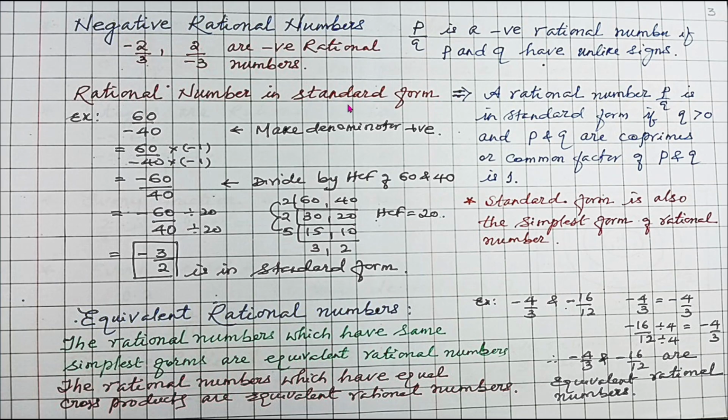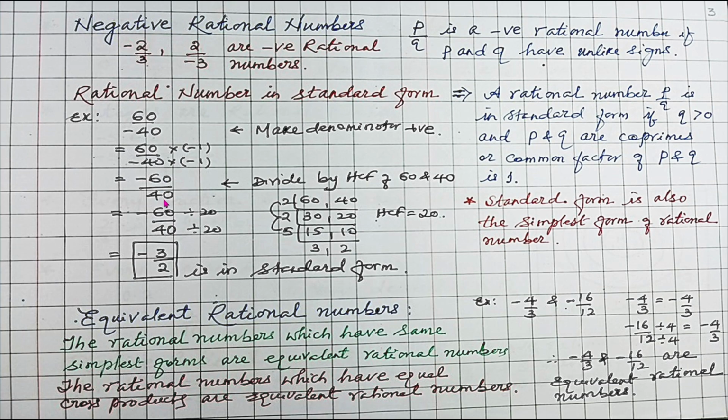Now, writing a rational number in standard form. If you are given a rational number 60 by minus 40, the first thing is, you see there is a negative sign in the denominator which has to be removed. Rather, the denominator has to be made positive, and that can be done by multiplying by minus 1 in both the numerator and the denominator, so that the numerator becomes minus 60, and the denominator, minus into minus, becomes plus, that is, positive.